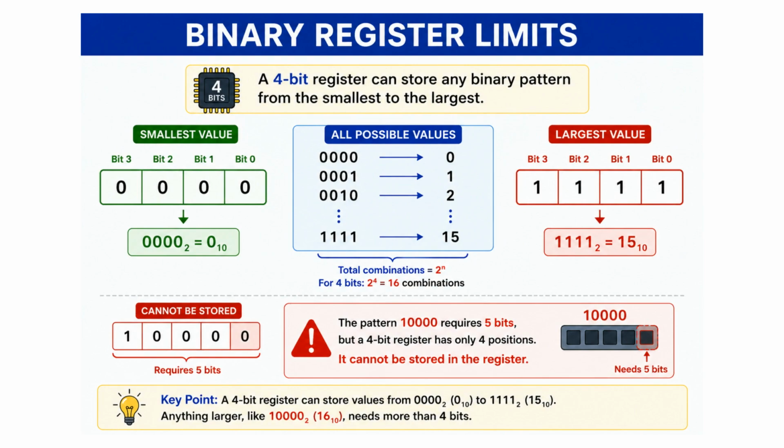A 4-bit register has limits. It can store binary numbers starting from 0000 up to 1111. That means it can represent decimal values from 0 to 15. With 4 bits, there are 16 possible combinations because 2 to the power of 4 equals 16. Now look at the number 10000. This pattern requires 5 bits, but a 4-bit register has only 4 positions. So, 10000 cannot be stored in a 4-bit register. The key point is, a 4-bit register can store values only from 0000 to 1111. Anything larger, like 10000 or 16 in decimal, needs more than 4 bits.